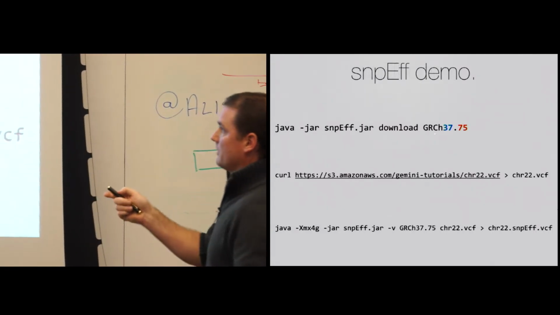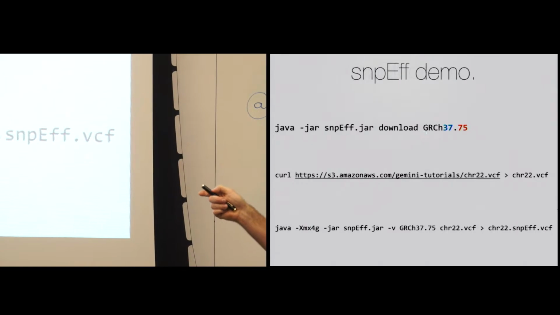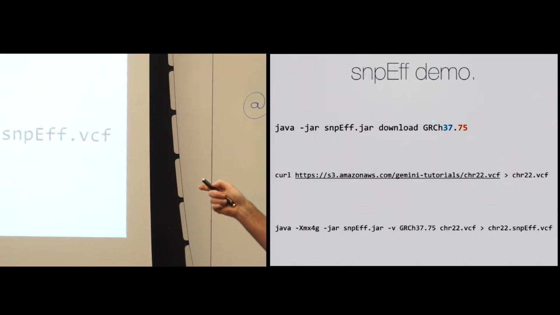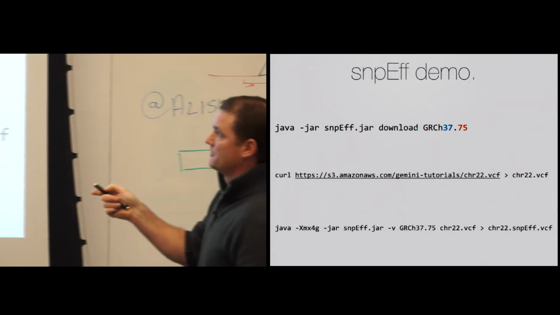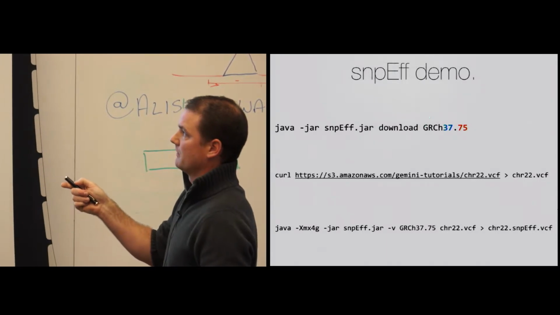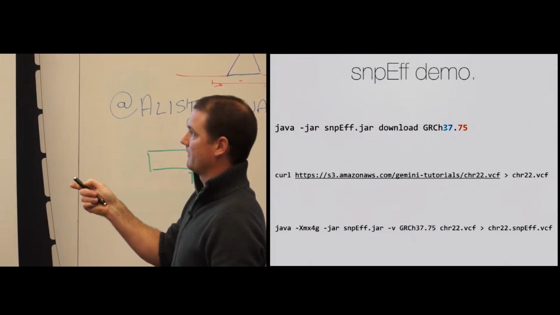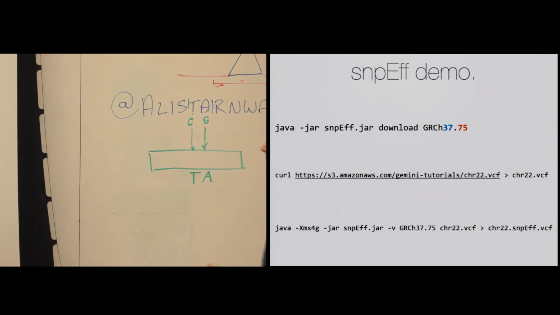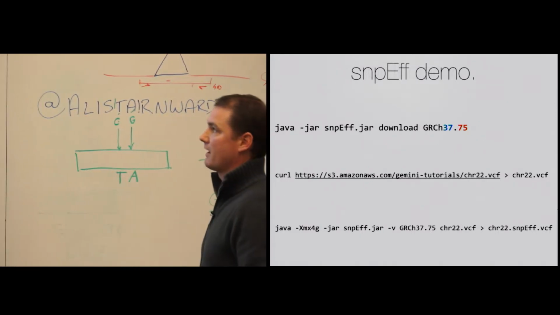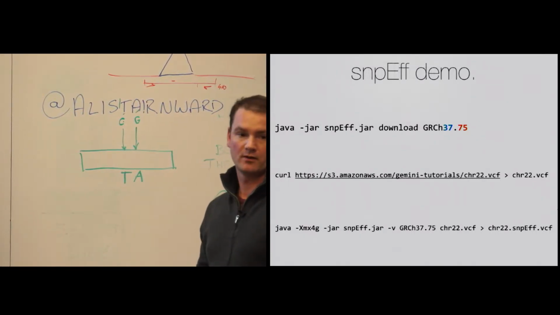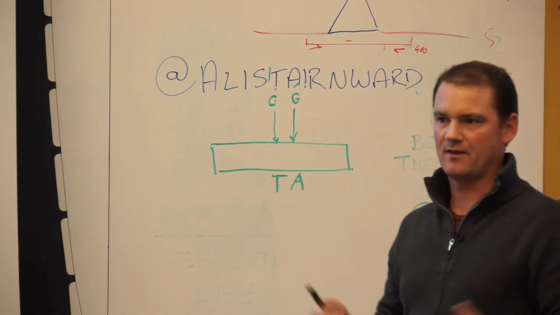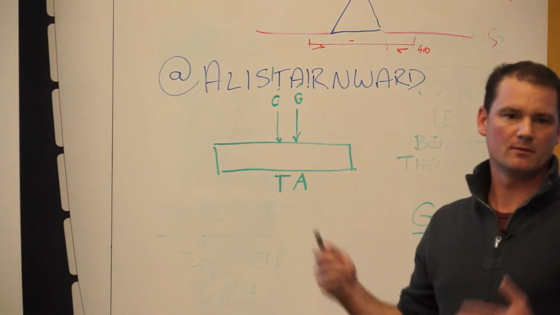Okay, so what we're going to do is ask SnpEff to download annotations based on the Genome Reference Consortium Human Genome build 37. So the 37 is for build 37, and 75 is the Ensembl transcript version. Ensembl is, I think, up to build 82 or 83, but we're just going to use 75.